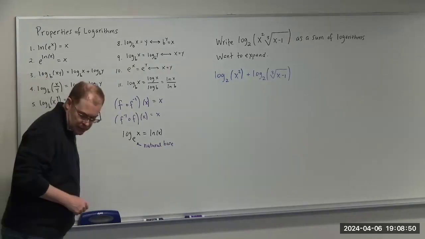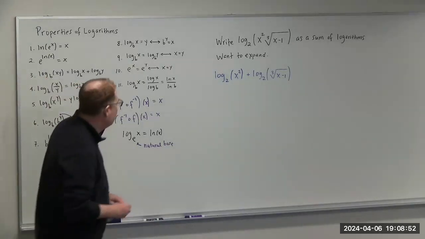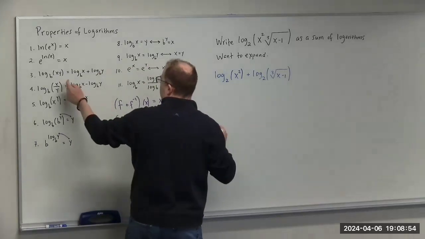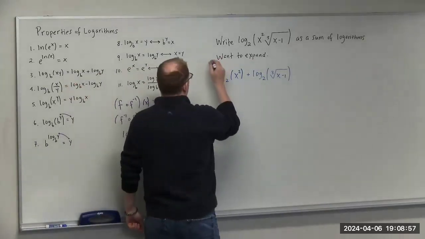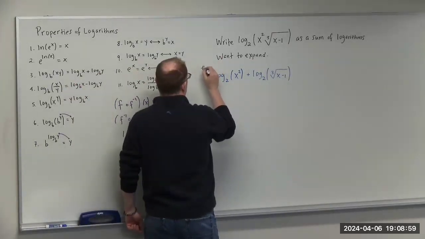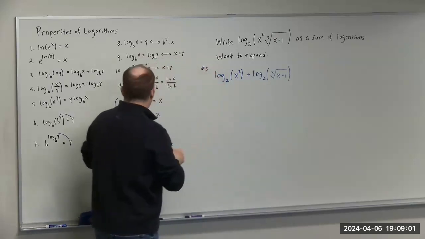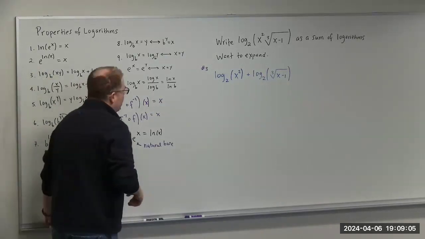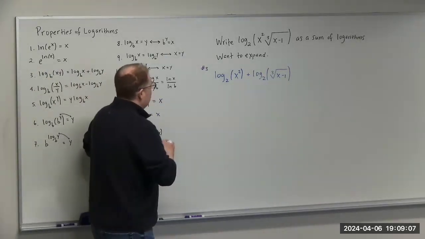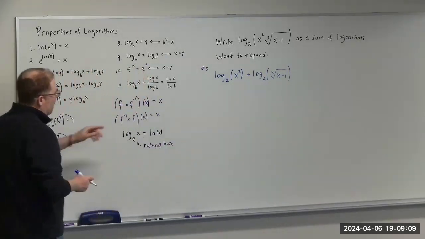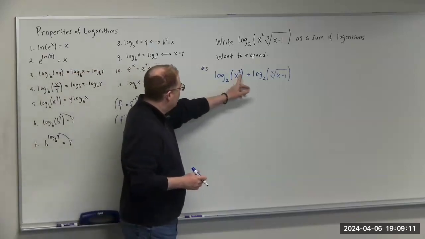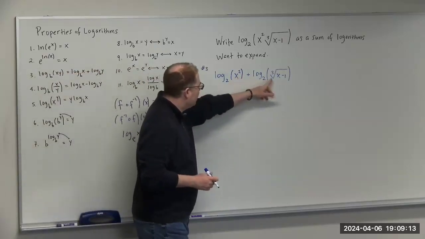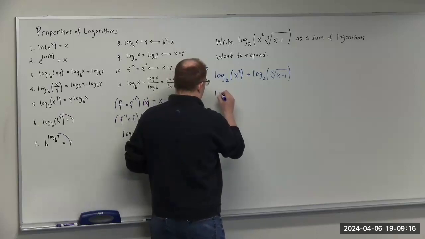In fact, I think what I'll do is I'll number these. First one, we use number 3. Next thing we want to do is take care of the powers here. We have a power of 2 on here, and we also have a power here. So we can rewrite this way.